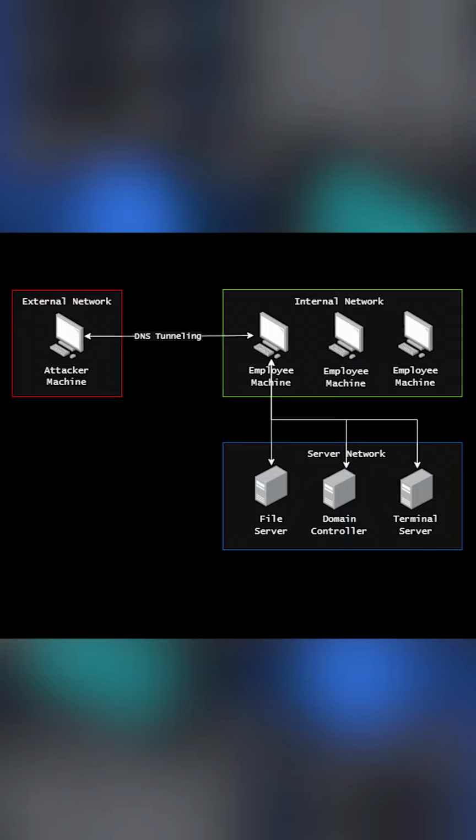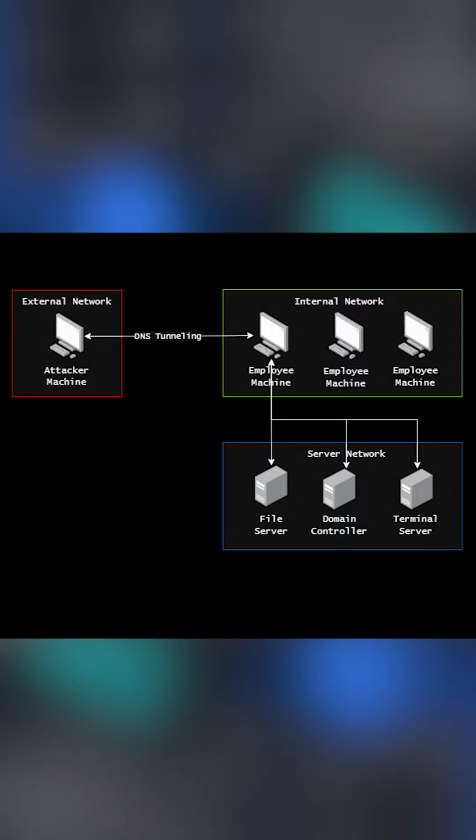DNS tunneling basically creates a tunnel between the attacker machine and the compromised machine, and that allows the attacker to access file servers, domain controllers, and terminal servers. And the reason DNS tunneling is so great is because it bypasses firewalls, intrusion detection systems, and intrusion prevention systems.